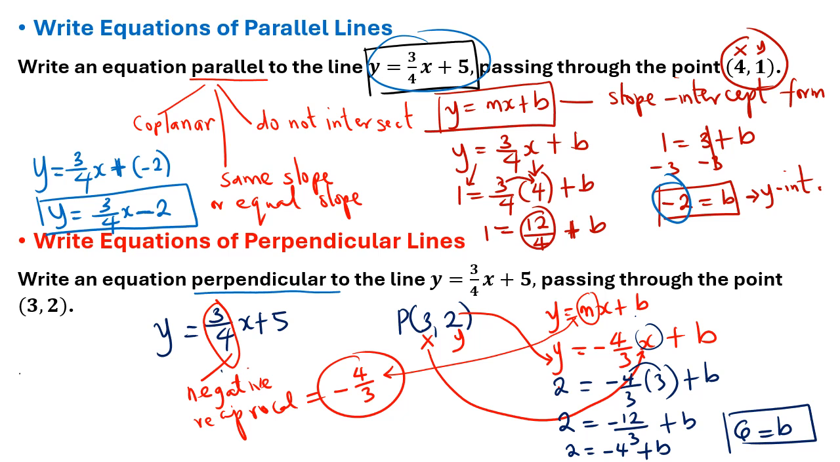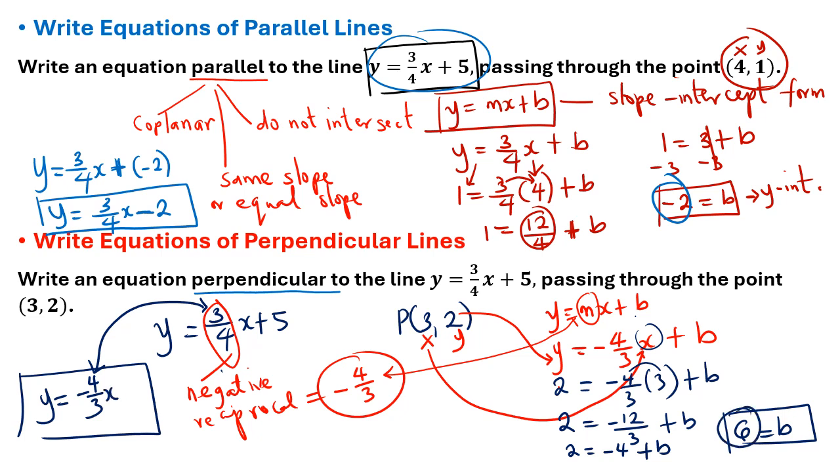So now that equation will be y equal to negative 4 over 3. Realize that we are using the opposite reciprocal of the slope right here. x, then we got positive 6 for the intercept right here. So we're going to bring this positive 6 over and plug that in here, plus 6. And this is how you can write an equation which is perpendicular to the line y equal to 3 over 4x plus 5 and passing through the point 3, 2.